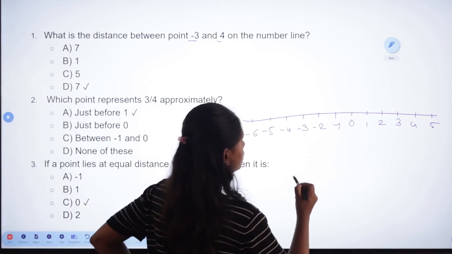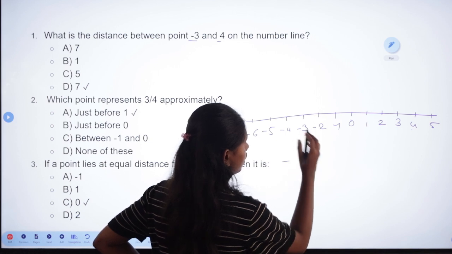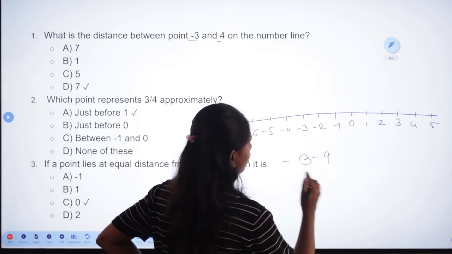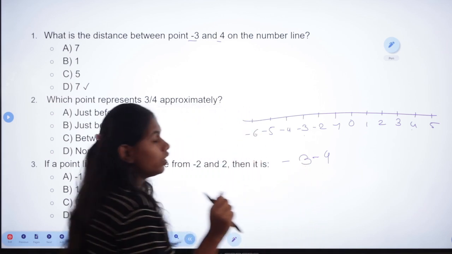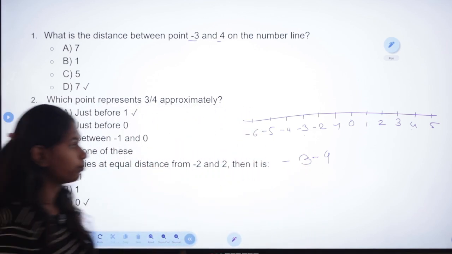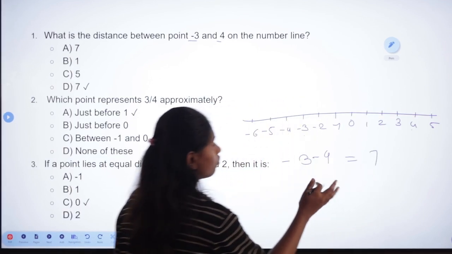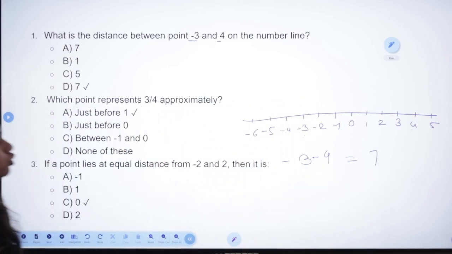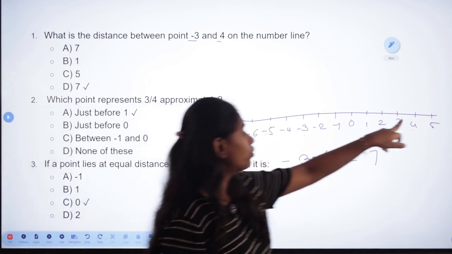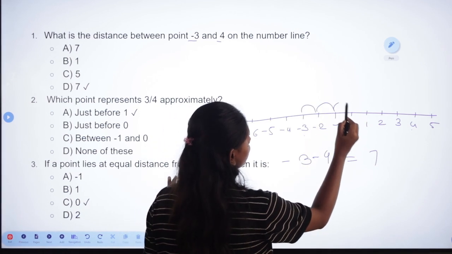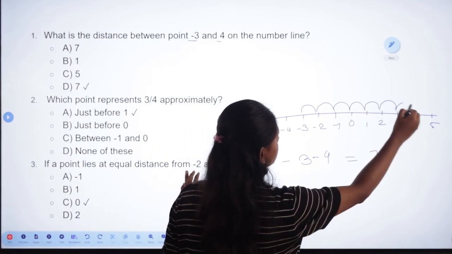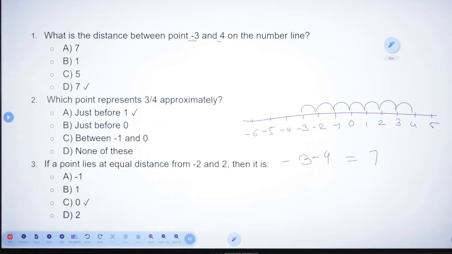How will you find out the distance? You will take minus 3 minus 4, and then minus minus will be plus. So 3, 4, 5, 6, 7. That is 7, and the sign of the bigger number, that is plus. So what is the distance between point minus 3 and 4? That is 7. Now you can also calculate it by counting: 1, 2, 3, 4, 5, 6 and 7. Okay, same. So option D will be your correct option.